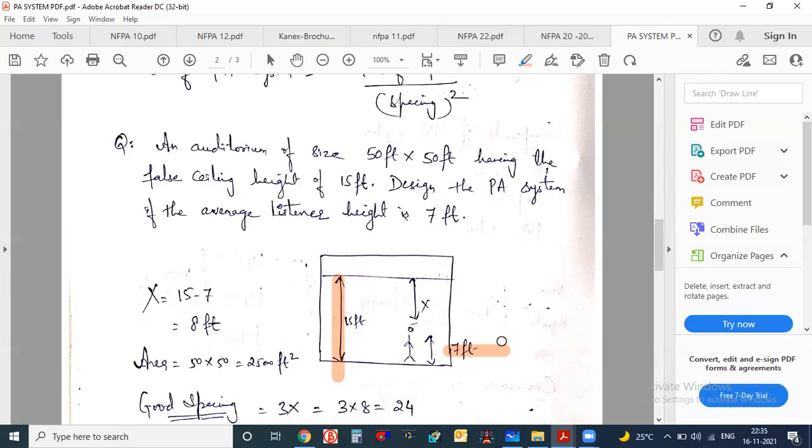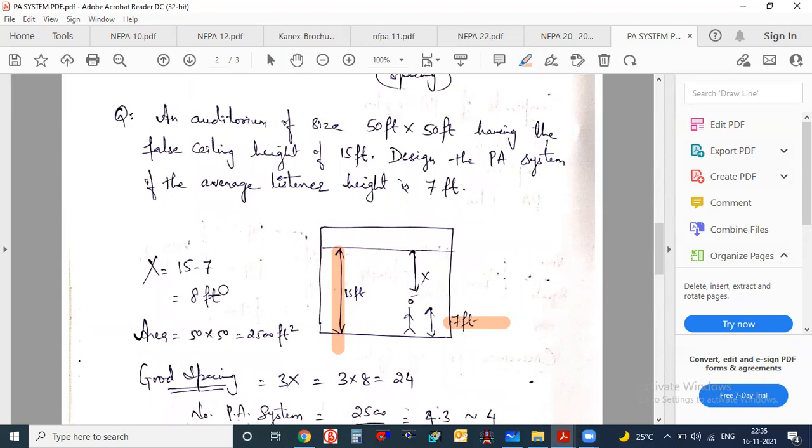Listener height is always 6 to 7 feet, because that is where we are listening from, the ear. Our ears are almost 6 to 7 feet above the ground. But here they have taken the maximum 7 feet because no one is actually 7 feet high, but still they have taken maximum 7 feet. X is equal to 15 minus 7, 8.